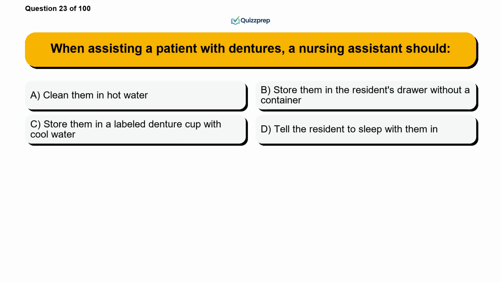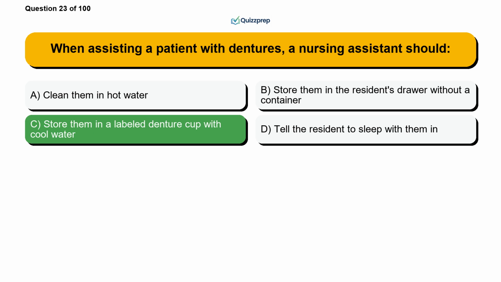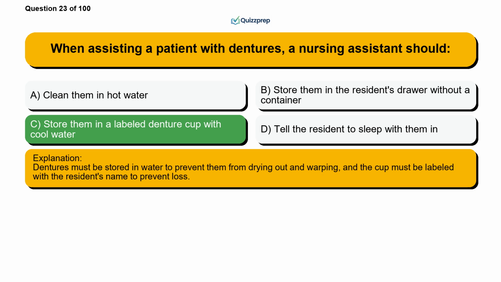Question 23. When assisting a patient with dentures, a nursing assistant should: Option A, clean them in hot water. Option B, store them in the resident's drawer without a container. Option C, store them in a labeled denture cup with cool water. Option D, tell the resident to sleep with them in. The correct answer is option C, store them in a labeled denture cup with cool water. Dentures must be stored in water to prevent them from drying out and warping, and the cup must be labeled with the resident's name to prevent loss.